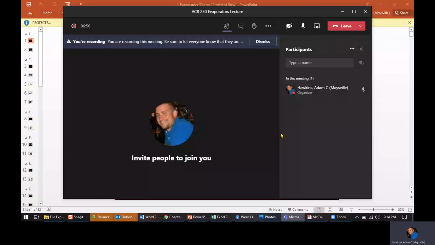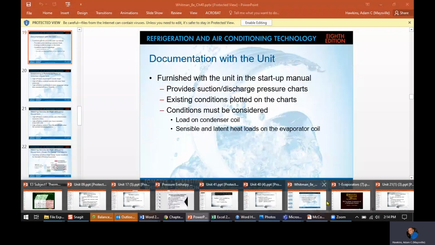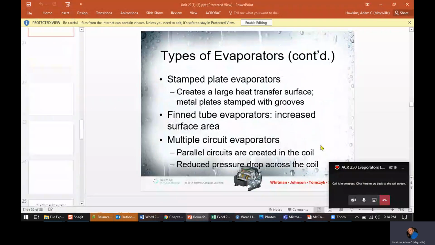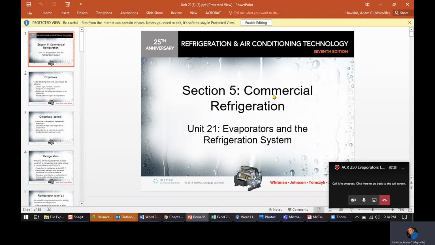Hey everybody, we're gonna start our 4 component lessons on evaporators. So if you'll go to the evaporators module, there's a couple of PowerPoints there. This actually follows along with chapter 21 in your book, so you can check out some stuff there as well.